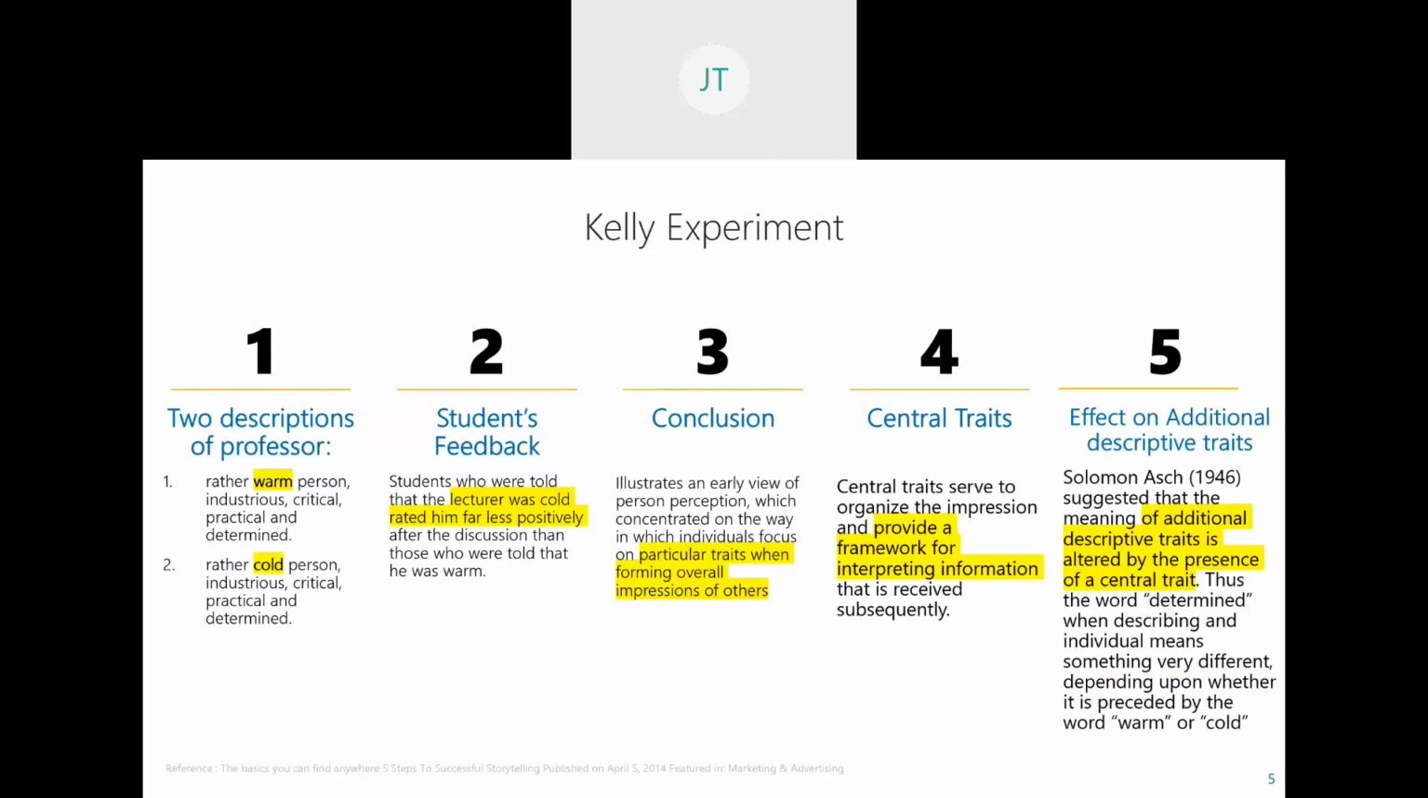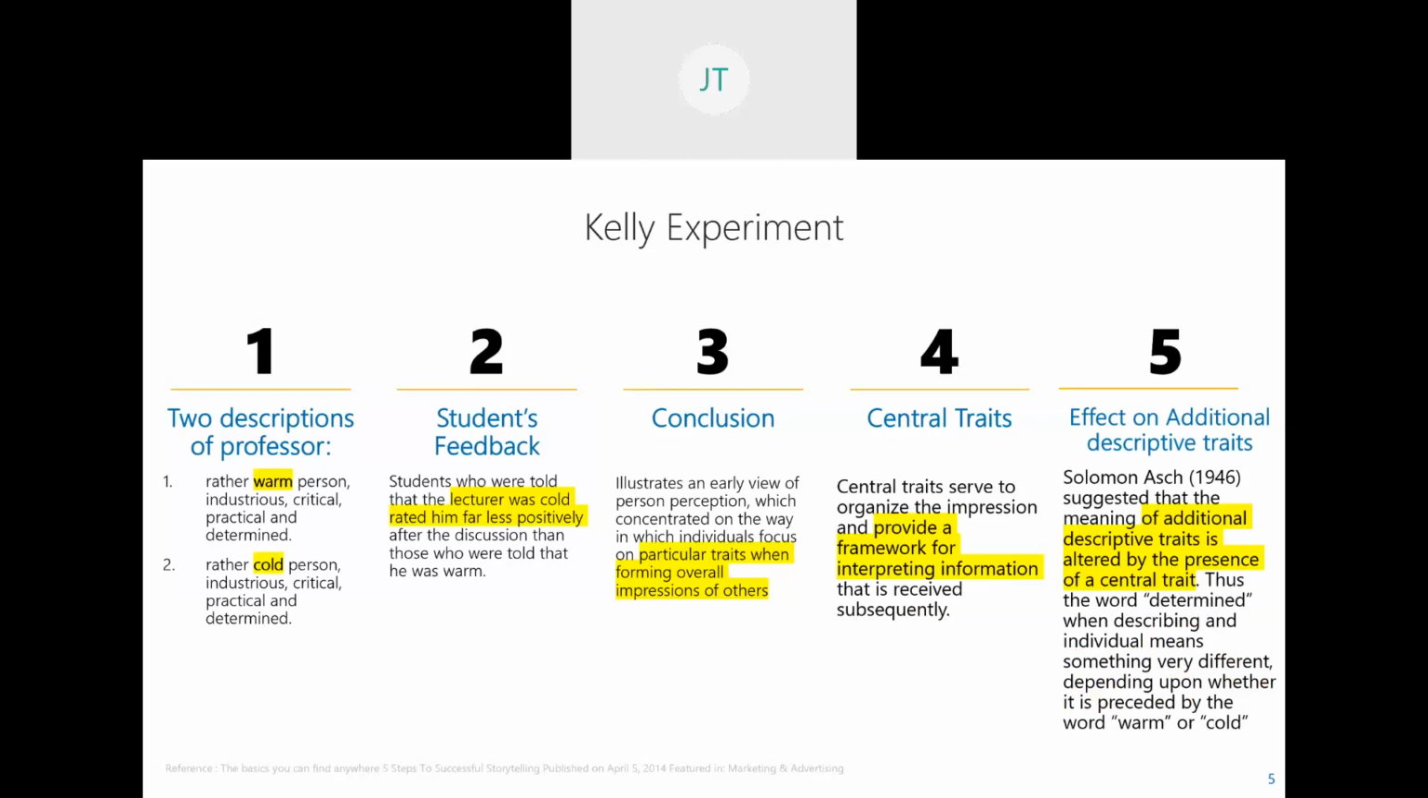Solomon Asch and others, in 1946, found that the additional descriptive traits are altered in the presence of the central trait. So, for example, in those two descriptions, if I had said the professor is industrious, critical, practical, determined, it's all fine. They're all descriptive traits. But as soon as I added that he's warm, you would start looking at those descriptive traits through a completely different lens. That is how our brains work. So we have to be careful in this case.